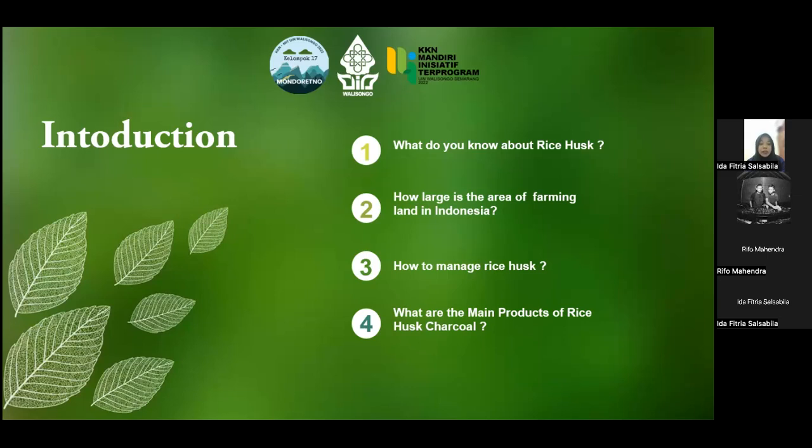And then how large is the area of farmland in Indonesia? So as an agricultural country, Indonesia has a majority of the population who work as farmers. In line with these facts, the rice harvest area is around 10.66 hectares by 2020. It is of course important to treat husk waste so that it does not have an impact on the surrounding environment.